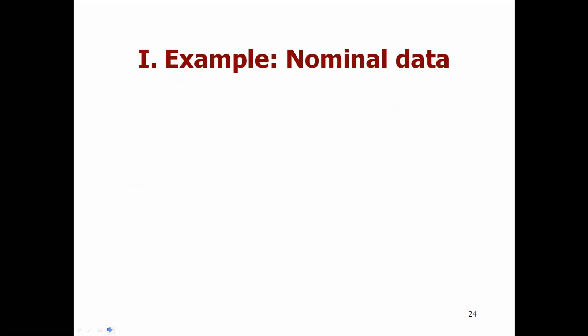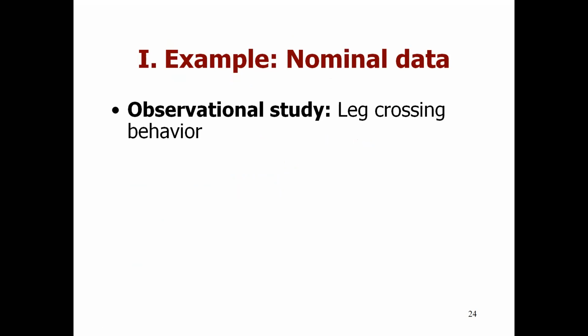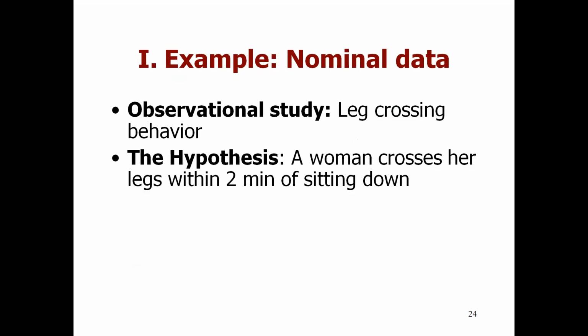All right, let's look at the categorical data again. Nominal, because that's what we will be doing for assignment 2. I'm going to use my favorite example because I don't want to introduce any new stuff. This is our leg crossing behavior that we talked about several times already. Here's my hypothesis that a woman crosses her legs within 2 minutes of sitting down. I'm doing an observation, right?